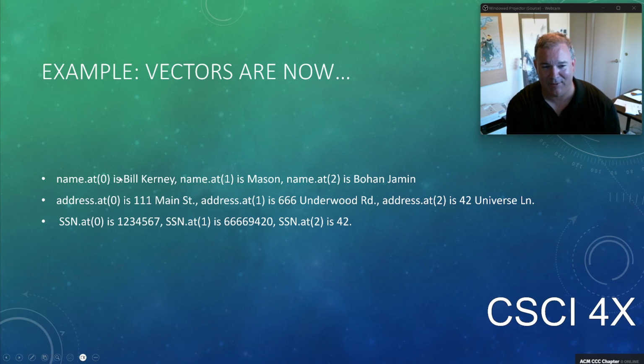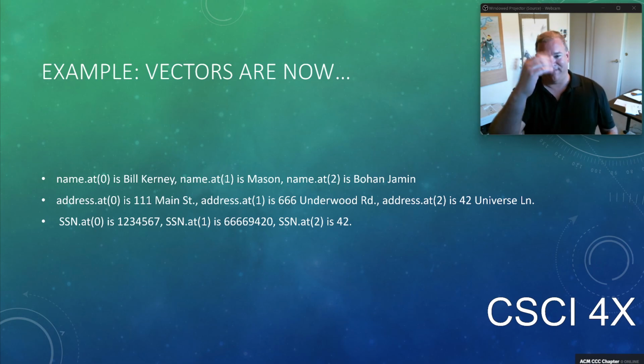So name.at(0) is my name, address.at(0) is my address, social.at(0) is my social, and then entry 1 on all of these holds the different pieces of information about Mason Twanta, and then Ben Bohan's information is all at row 2. But what if somebody deleted Mason's address? What's going to happen? You've got a million people in your database, and you delete address.at(1). What's going to happen?